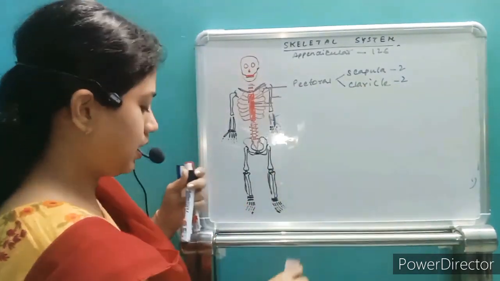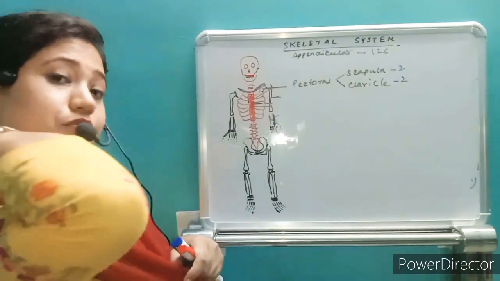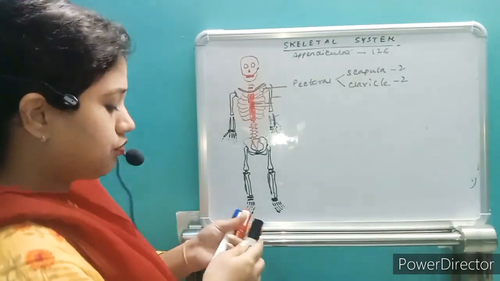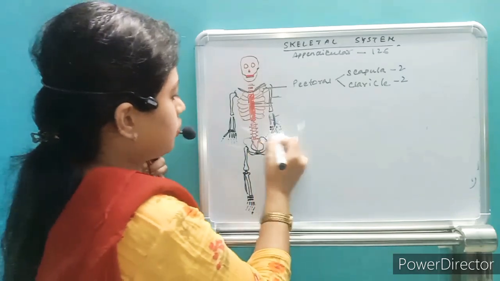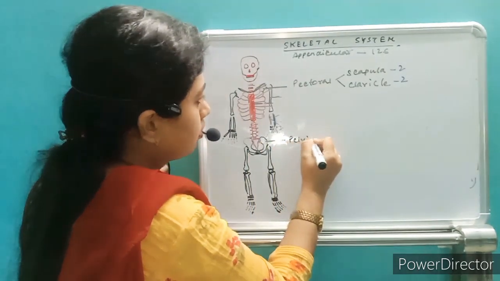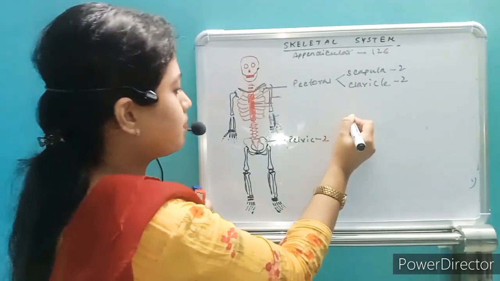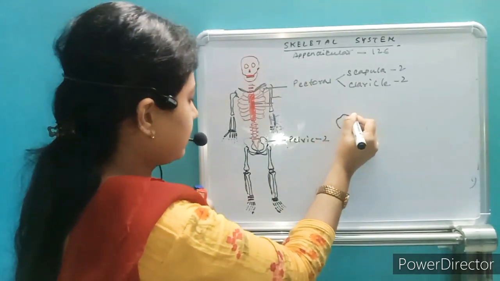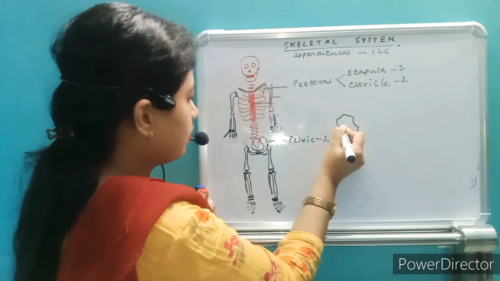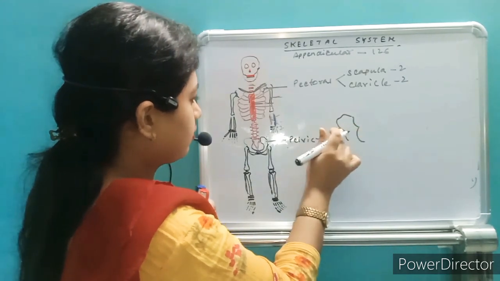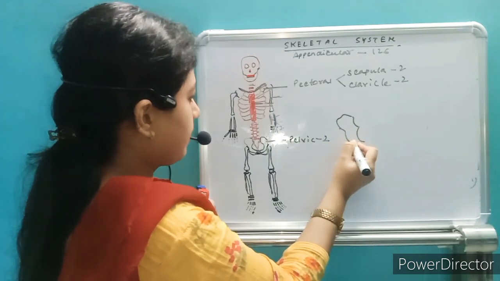After that, let's move to the next one, which will be the pelvic girdle. Here we have the pelvic girdle. In the pelvic girdle we have only 2 bones. If you see this pelvic girdle, how does it look? It will be like this.